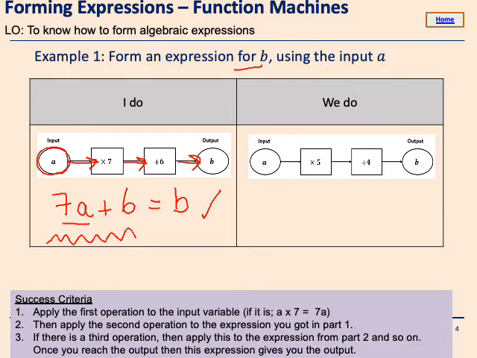So pause the video now and write down your expression for b. Give yourselves 30 seconds to do that.